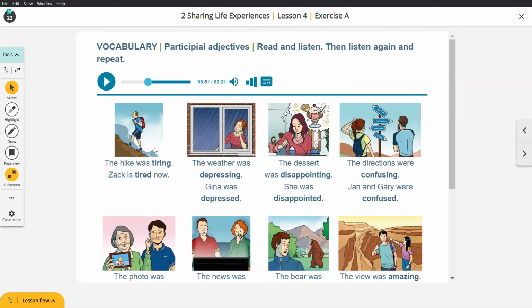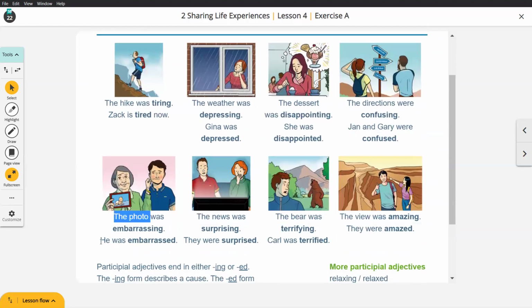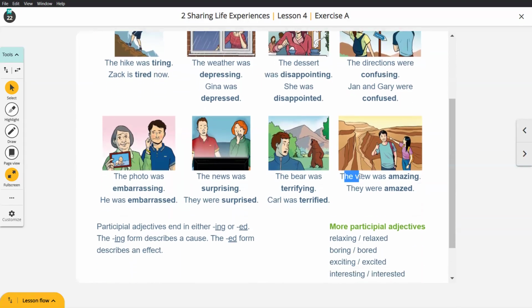Okay, before we go to the pronunciation part, there is something important that you have to recognize. First, the hike: Zach is a person. The weather: Gina is a person. The dessert: she is a person. The directions: Jan and Gary are two people. The photo: he is a person. The news: they are people. The bear: Carl is a person. And the view: they are people.